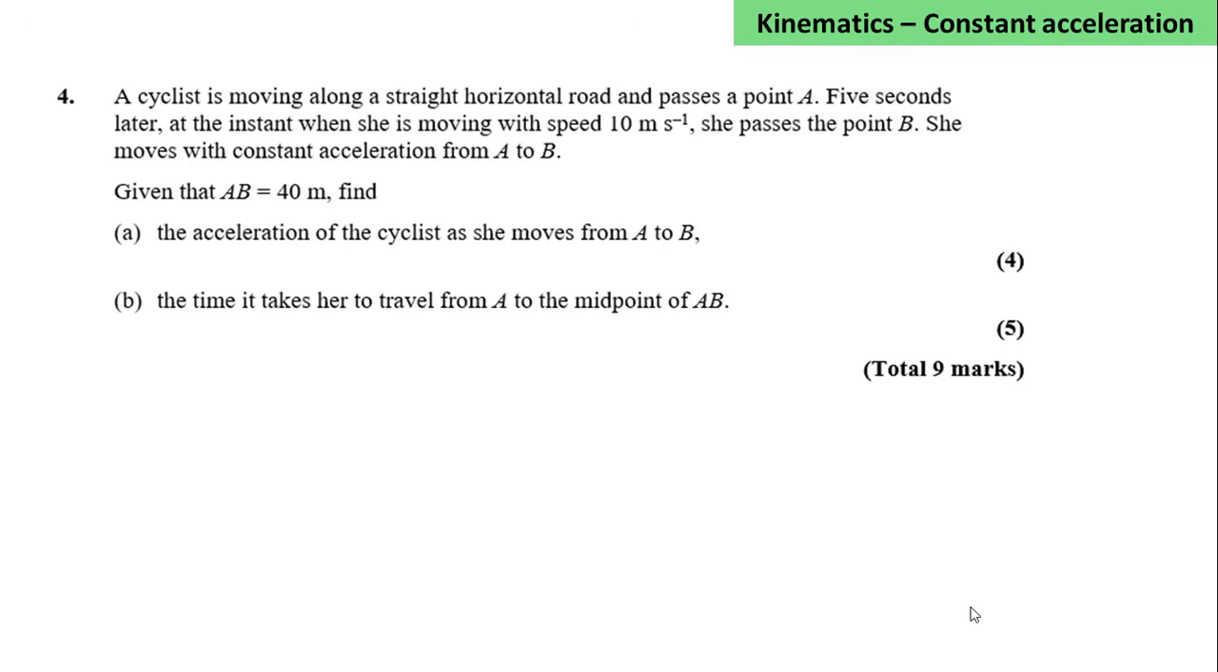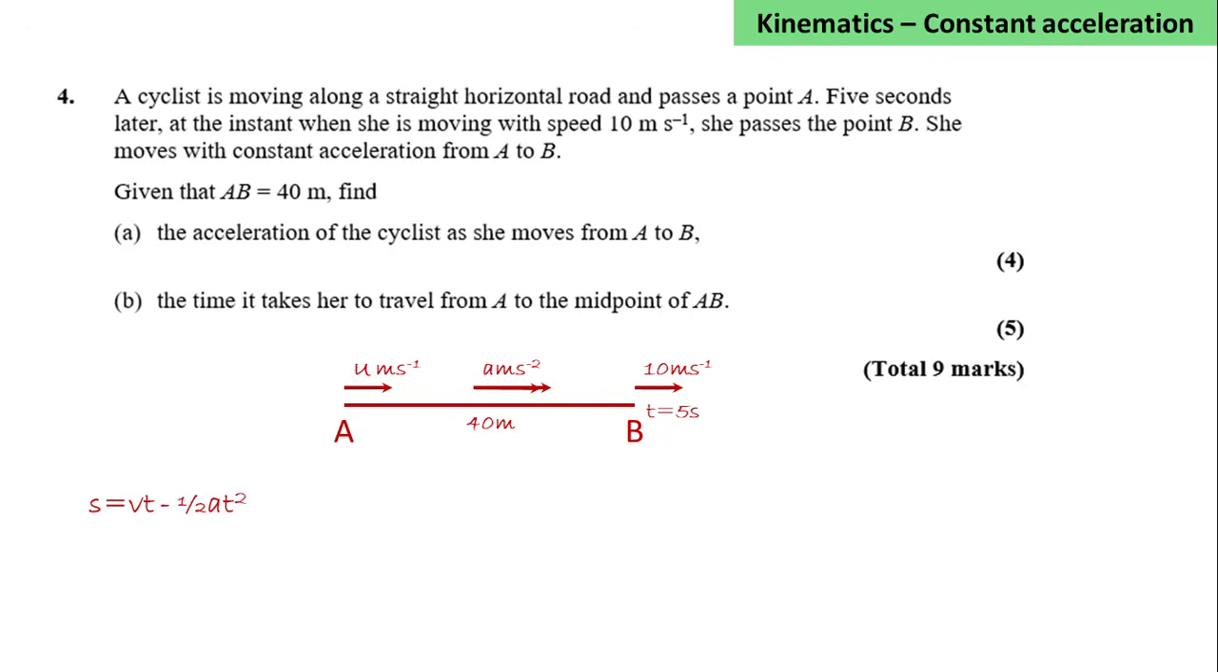Let's look at a second question on kinematics. We're told a cyclist is moving along a straight horizontal road and passes through point A. 5 seconds later, at the instant when she's moving with speed 10 meters per second, she passes the point B. She moves with a constant acceleration from A to B. Let's call that little a. We don't happen to know the velocity when she's passing through A, but we're told that AB is 40 metres. We have to find the acceleration of the cyclist as she moves from A to B.